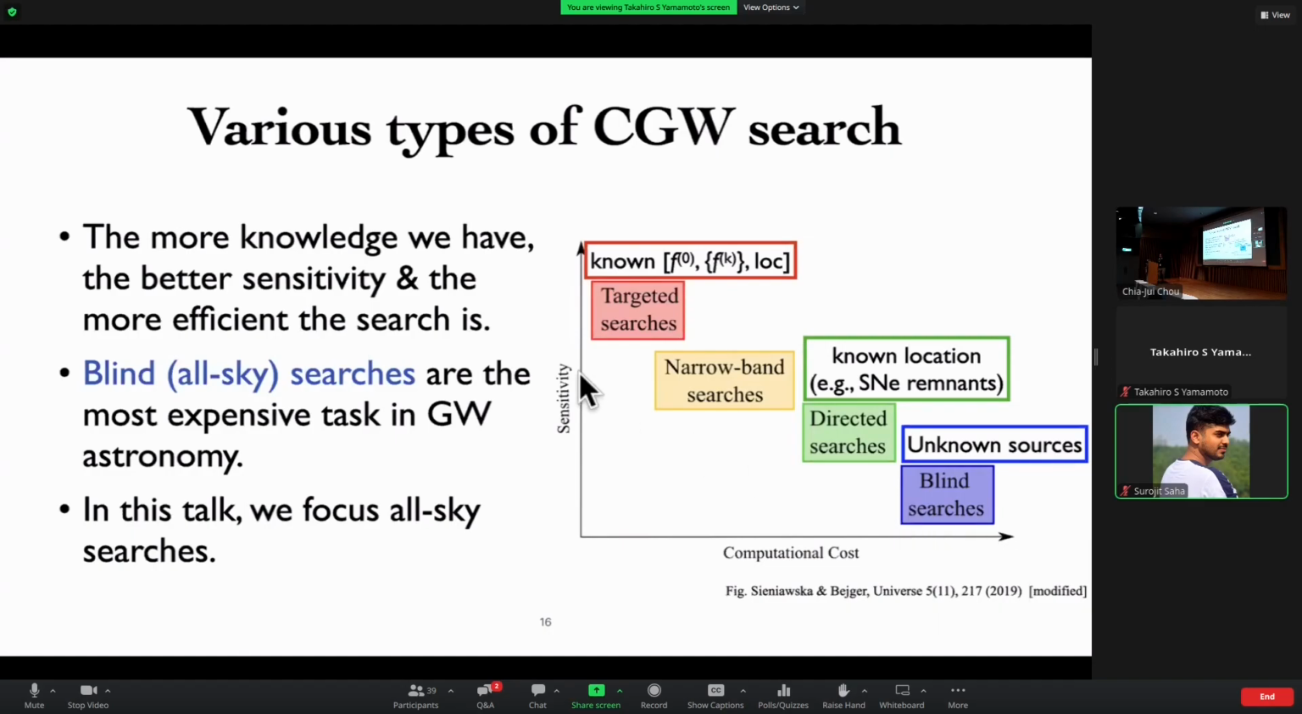So the message is that the more knowledge we have, the better the sensitivity, and the more efficient the search is. Blind search, all-sky search, is the most expensive task in gravitational wave astronomy. In this talk, we focus only on all-sky search to cover not only pulsars, but also interesting exotic sources.